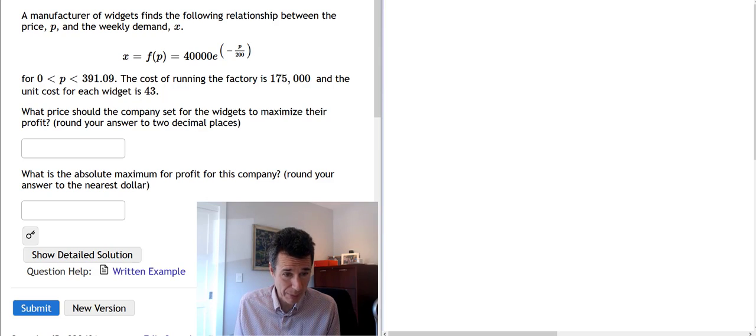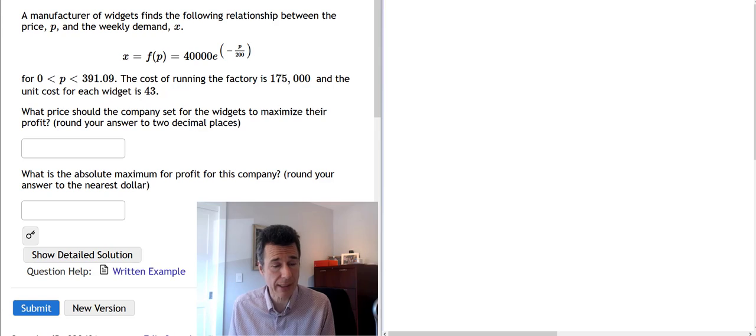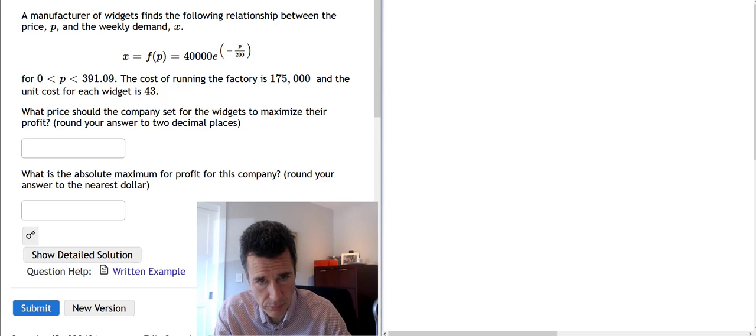Hopefully it comes out to be an absolute maximum, with either the first derivative test showing increasing then decreasing, or the second derivative test giving a negative second derivative. We'll decide how to approach this when we get there. That will be our price; we plug that price back into the profit equation. So we've got a little bit of work to do first to find the profit equation.